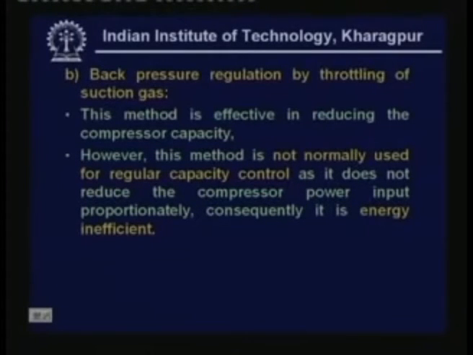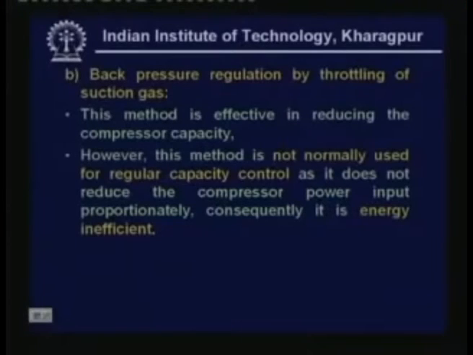However, this method is not normally used for regular capacity control, as it does not reduce the compressor power input proportionately. Consequently, it is energy inefficient. You can control the capacity by using a throttle valve, but the disadvantage is you are getting less refrigeration capacity, but at the same time you are not able to reduce the power input to the compressor in the same proportion. As a result, the COP at part load conditions will be less than the COP at design conditions. That means this method is not energy efficient, so that's the reason why back pressure regulation for capacity control is not used in practice.